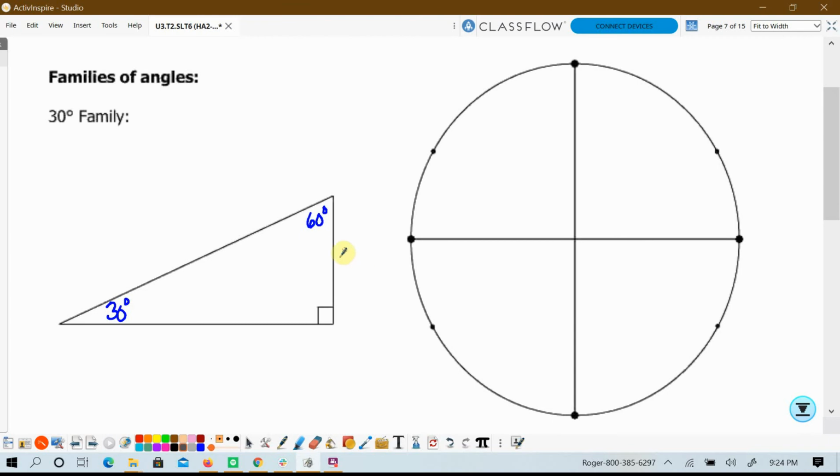Okay, now the length of the shorter leg, we're going to give it a length of 1. Across from the 60-degree angle is the longer leg, and that has a length of square root of 3. Of course, we all know the side across from the right angle is the hypotenuse, the longest side length of the entire right triangle, and we're going to give that a length of 2.